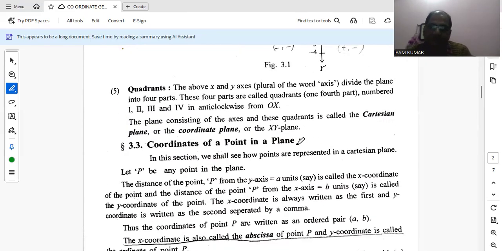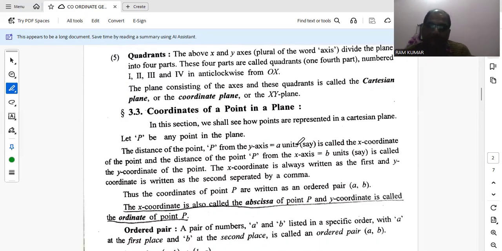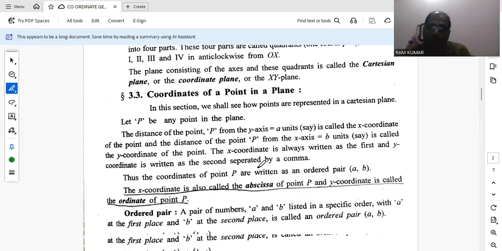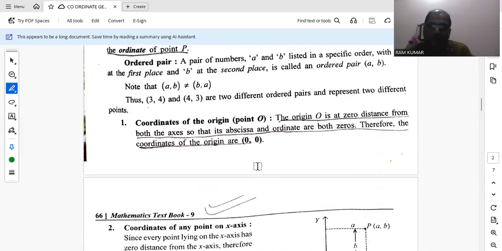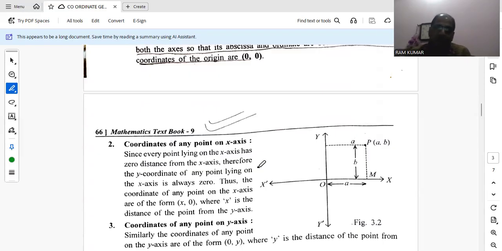Now next comes the coordinates of a point in the plane, that is, how to represent or denote a coordinate or a point in a Cartesian plane.